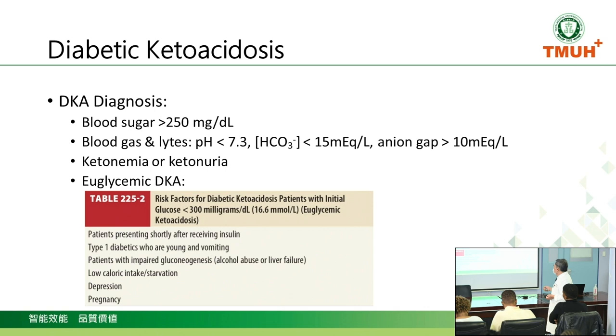Diabetic ketoacidosis diagnosis: random sugar usually more than 250 milligram per deciliter, which might be 15 mmol per liter. And the blood gas and electrolytes: pH low, acidosis, ketoacidosis. Sodium bicarbonate low, below 15 mEq per liter. Anion gap more than 10 mEq per liter. And this is a diagnostic key point: ketonemia or ketonuria is diagnostic. We'll have some definitions.